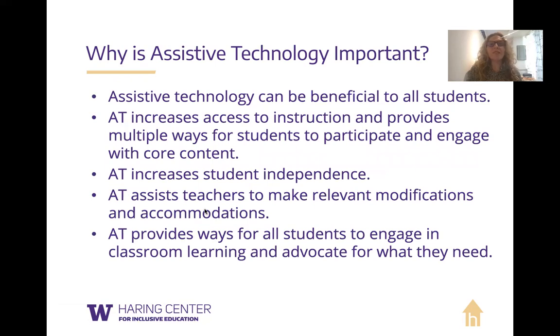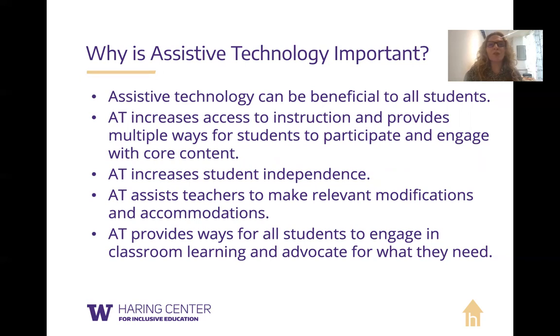So why is assistive technology important? Assistive technology has the capacity to provide ways for all students in the classroom to have improved outcomes to better engage in classroom instruction, materials, and learning. Assistive technology can benefit all students by increasing access to instruction and allowing multiple ways for students to participate in and engage in core content in general education classrooms.